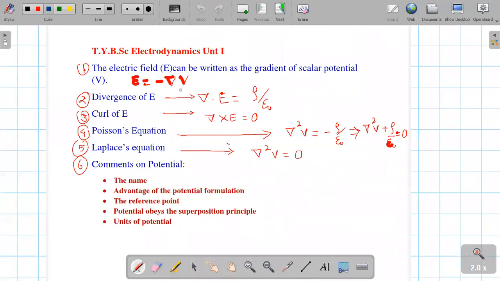This is our today's agenda. I have already explained the relation between E and V. Then, the divergence of E is rho by epsilon 0, curl of E is 0, and show that Poisson's equation is del square V equal to minus rho by epsilon 0, and Laplace's equation is del square V equal to 0. Then write comments on potential: name, advantages, reference point, superposition principle, and units of potential.